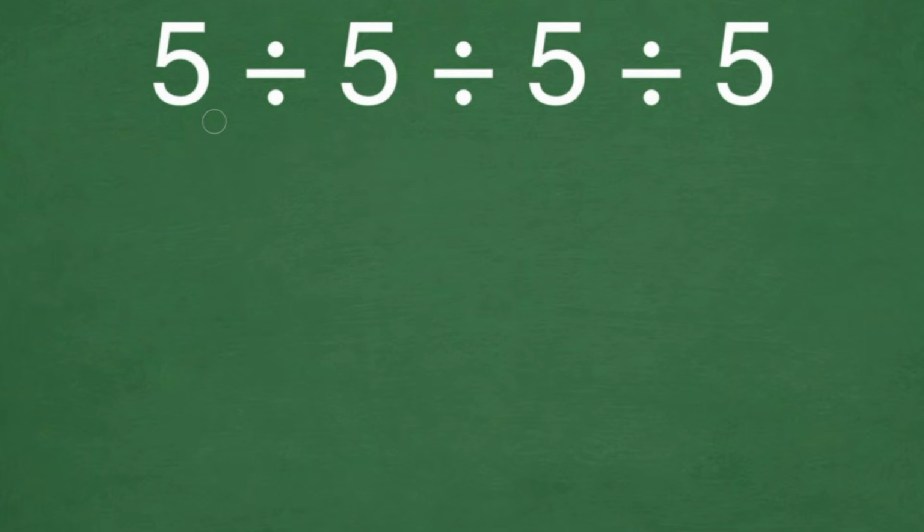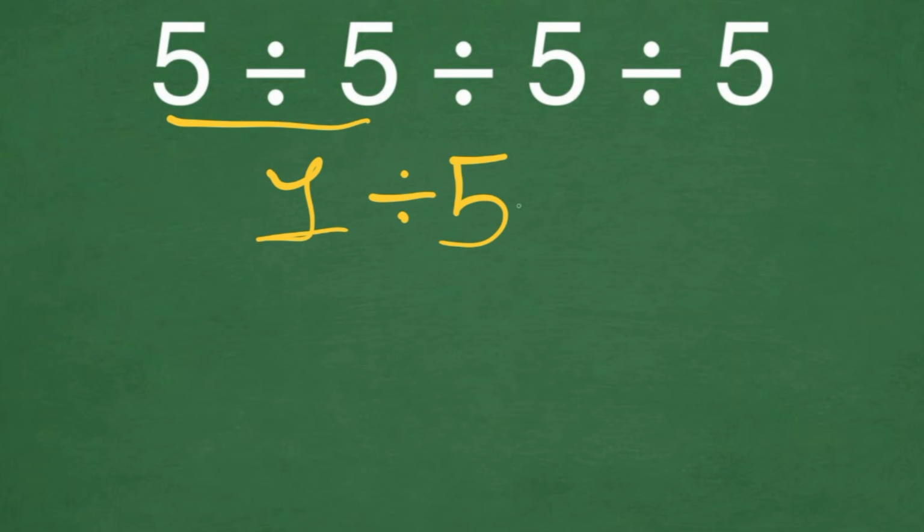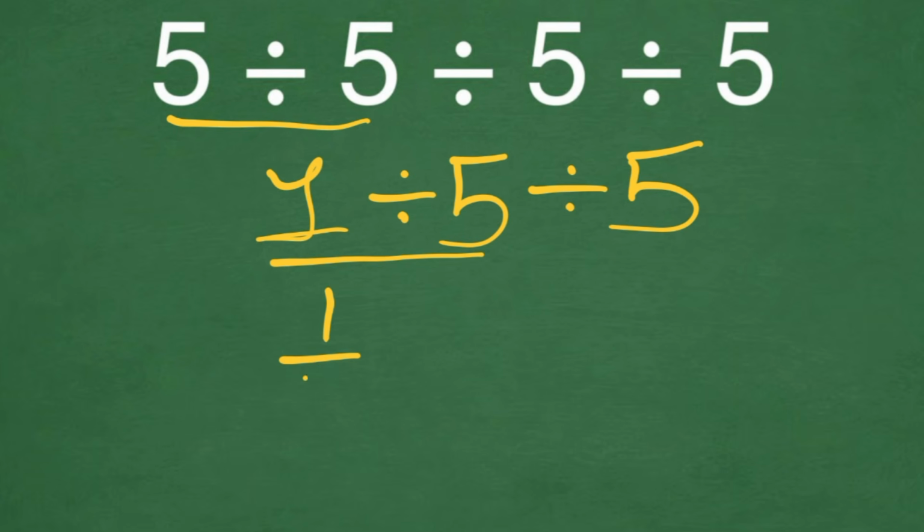So 5 divided by 5 here gives us 1, and 1 is going to be divided by 5, and that is going to be divided by 5 once again. So 1 divided by 5 basically means 1 over 5, and this is going to be divided by 5 once again. But this is too scary for a lot of us guys.